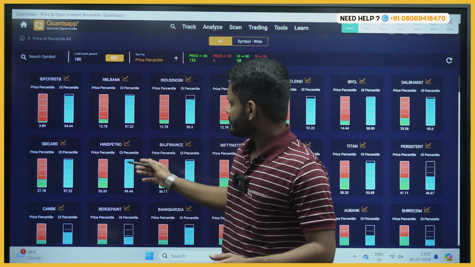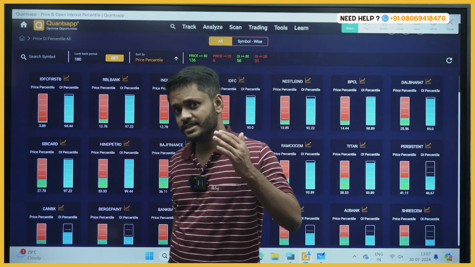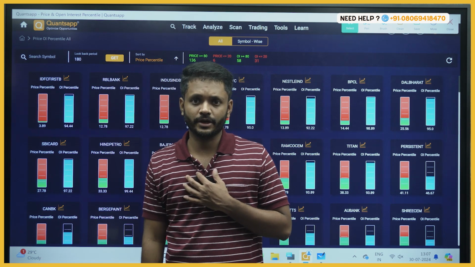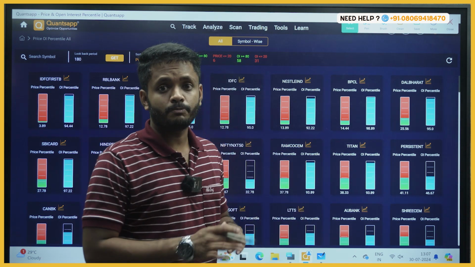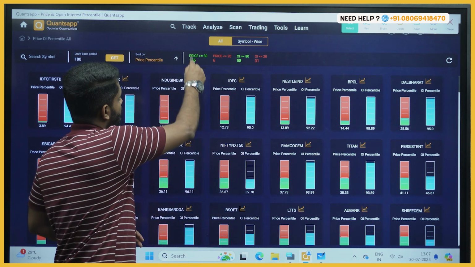But the only thing is, you are supposed to go into the symbol-wise option and check when the price approached these levels. And one more thing, whether to plan a bearish trade or a bullish trade, you are supposed to figure out from this condition.